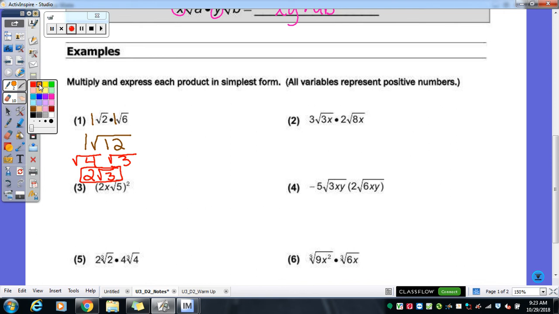All right, let's take a look at number 2. So again, multiply our coefficients. So 3 times 2 gives me a 6. Multiply what's underneath the radical. So we got 3x times 8x, which would give us 24x squared. So now we're going to simplify our radical. What's our largest perfect square that goes into 24? That would be 4. And then our exponent on our x, that 2, we can divide by 2, so x squared is a perfect square, so that goes with the 4.